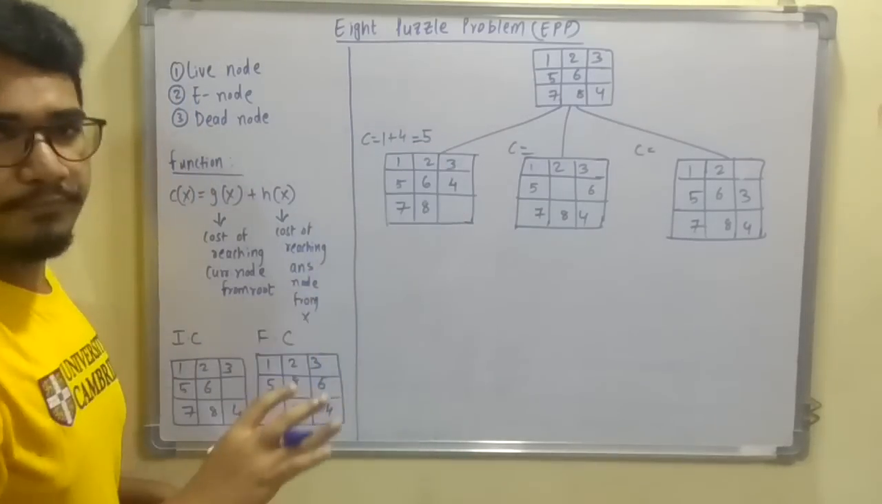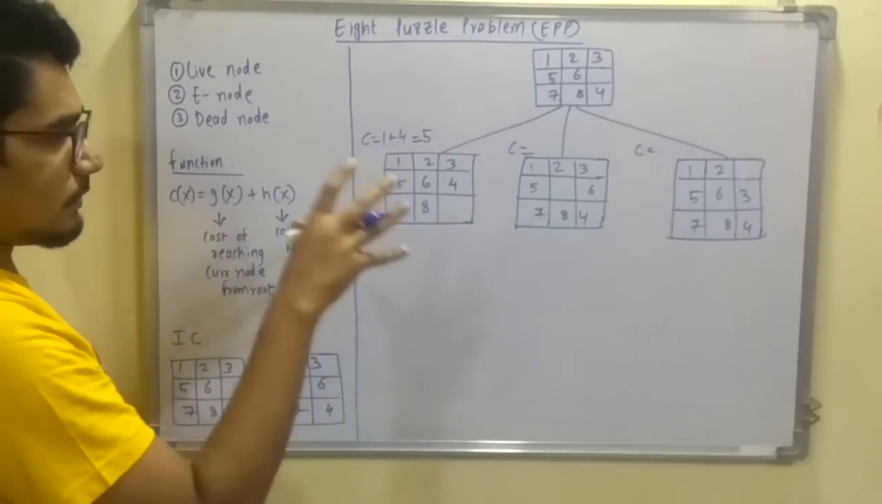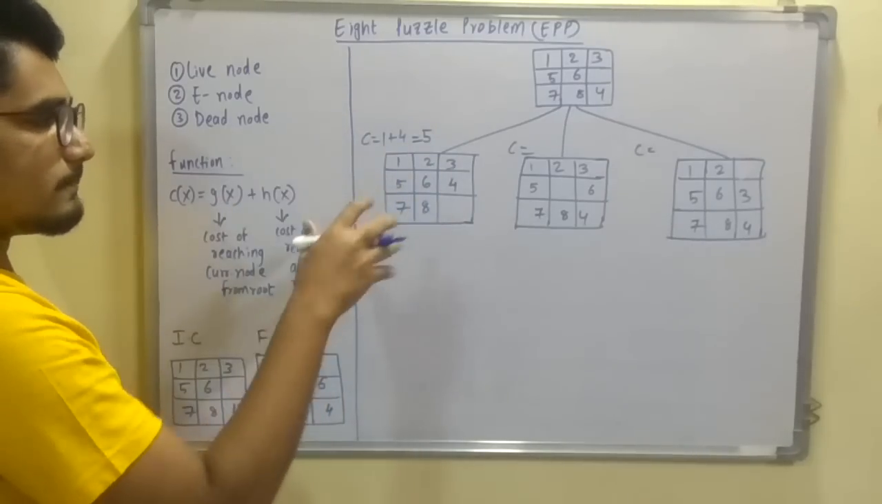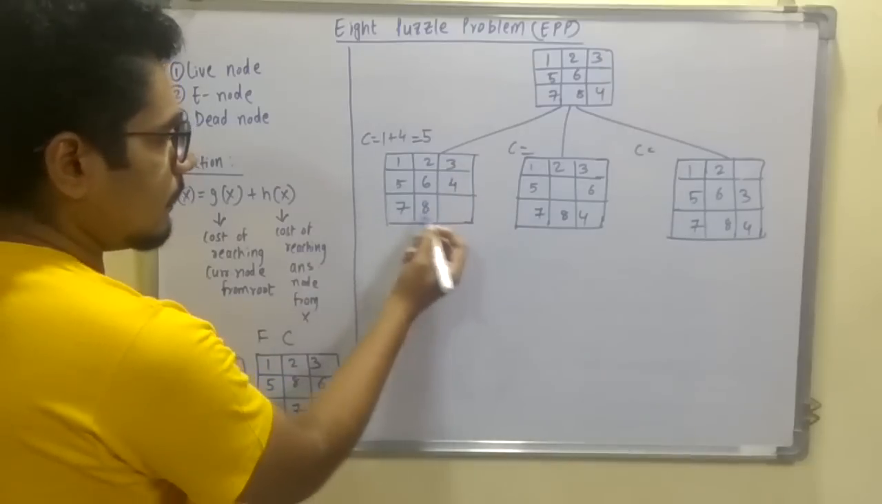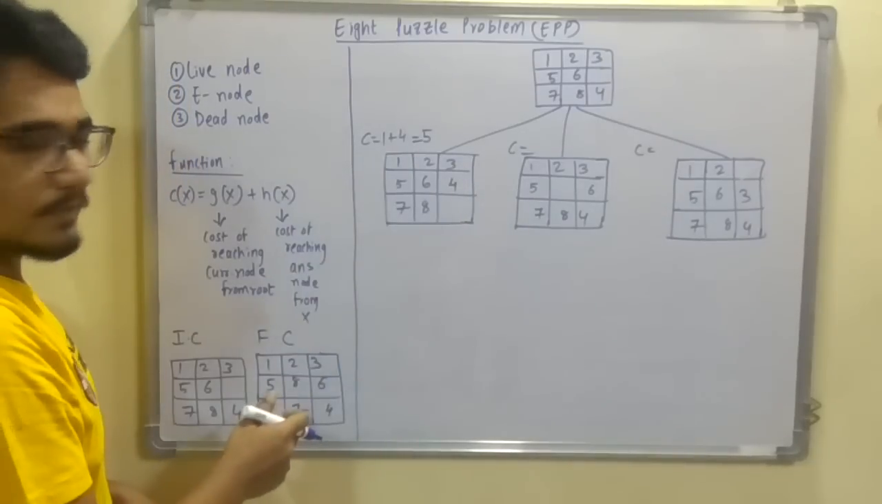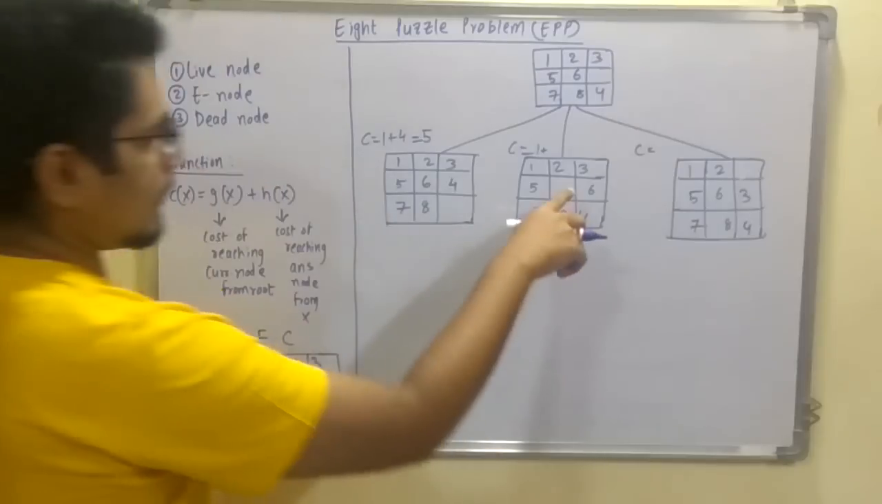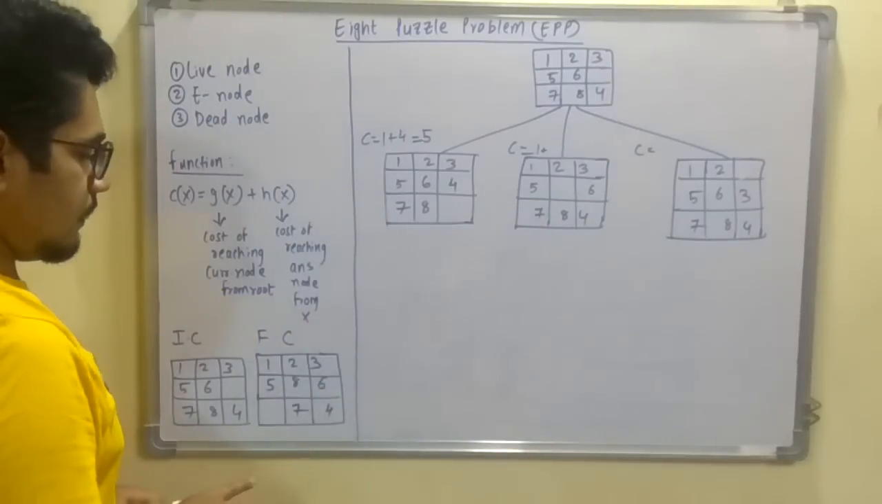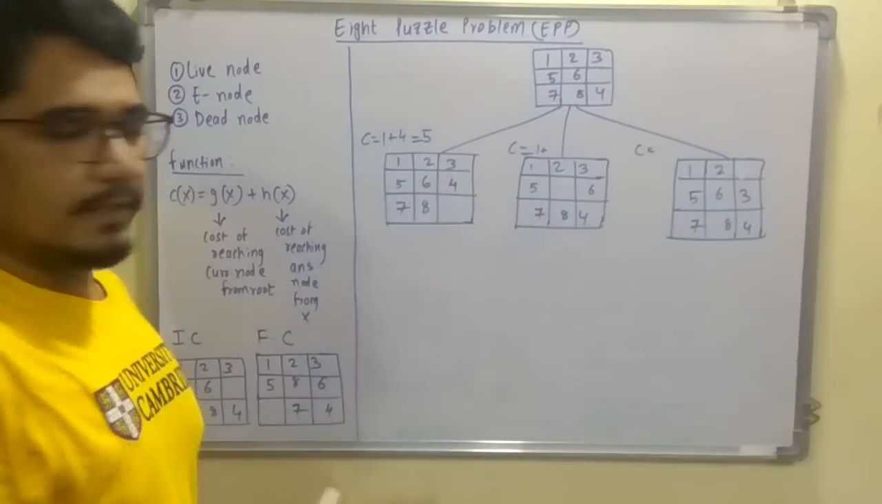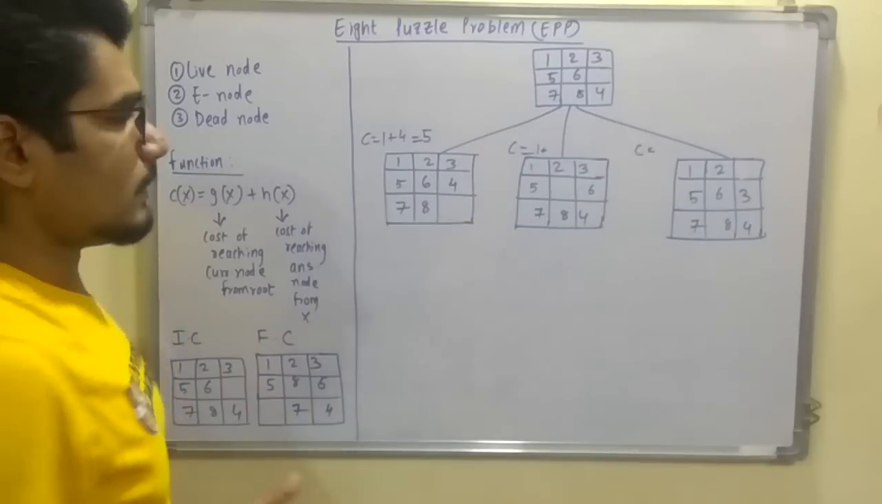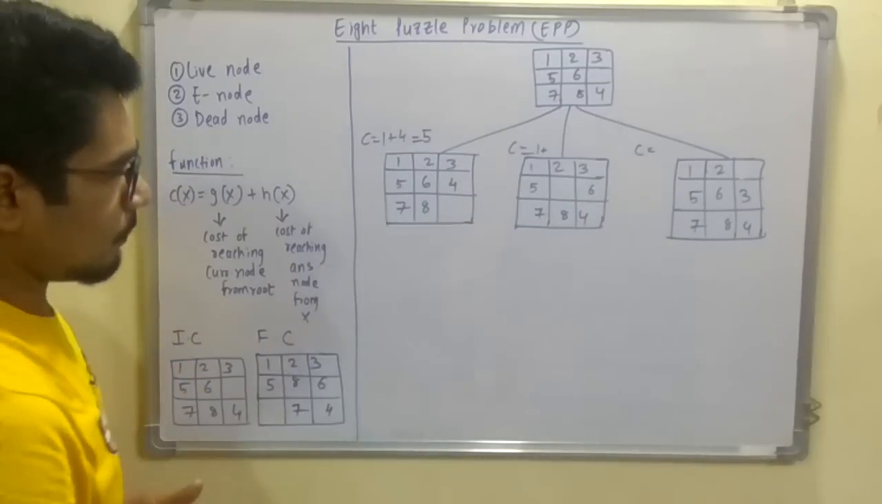So its cost would be 5. So a total cost of 5 moves would be required to change this node from this position. Next, you have this 1 plus 6 in its position. So from here you get a fair idea that this would be our next expanding tile or next expanding node.